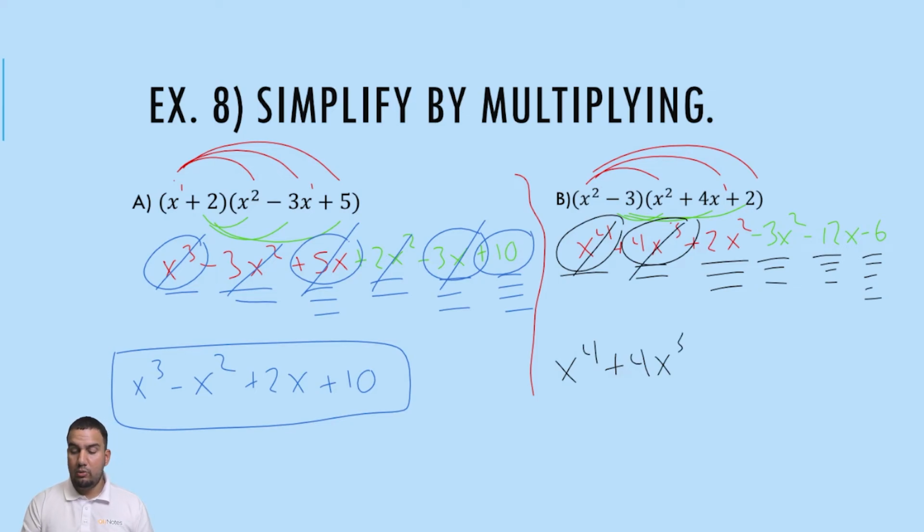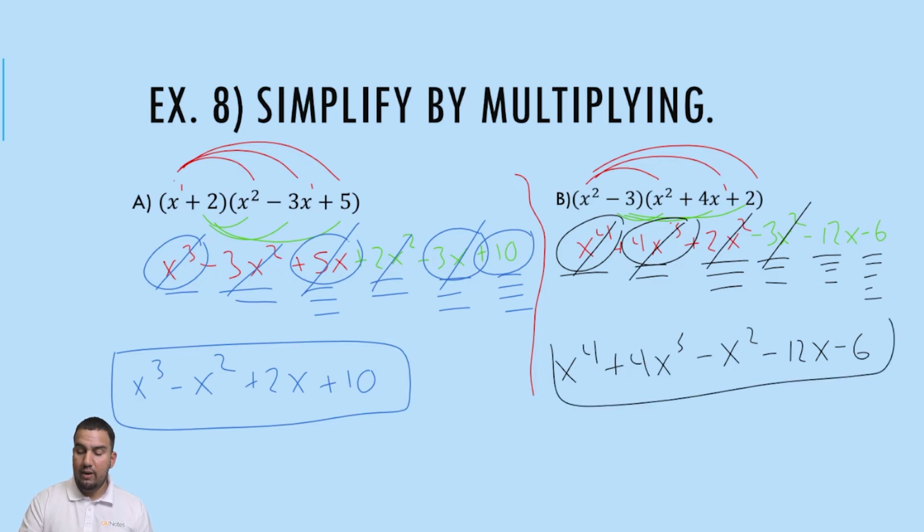I'm going to go to my next term, which are the x squareds. I could combine this one. 2 minus 3 is negative 1, which again, don't write the 1. Just put negative x squared, and then cross these out because you're done. And then negative 12x has nothing to combine with, so you're just going to drop it down. And the minus 6 also has nothing to combine with, so you drop it down. And that would be your final answer.